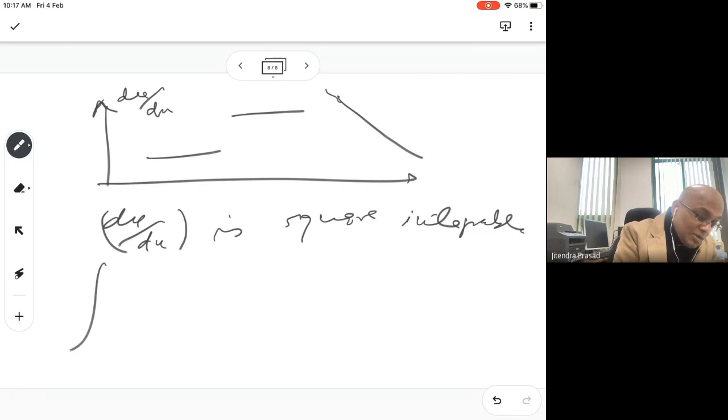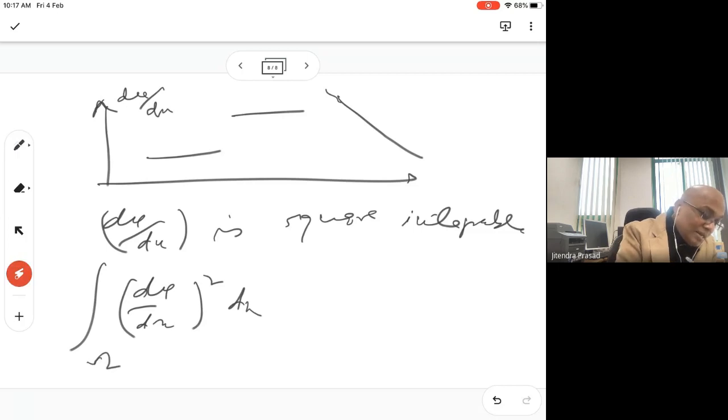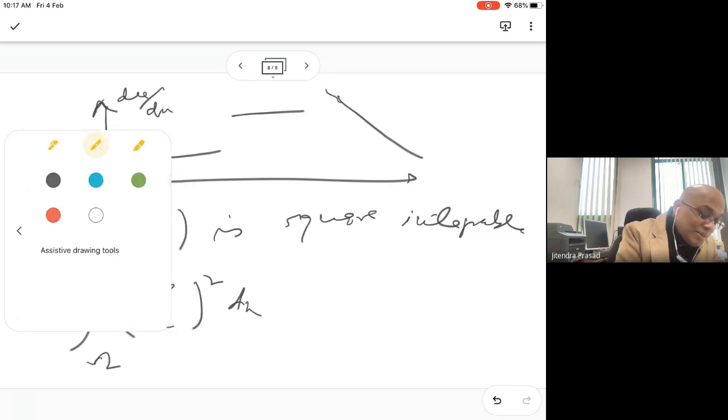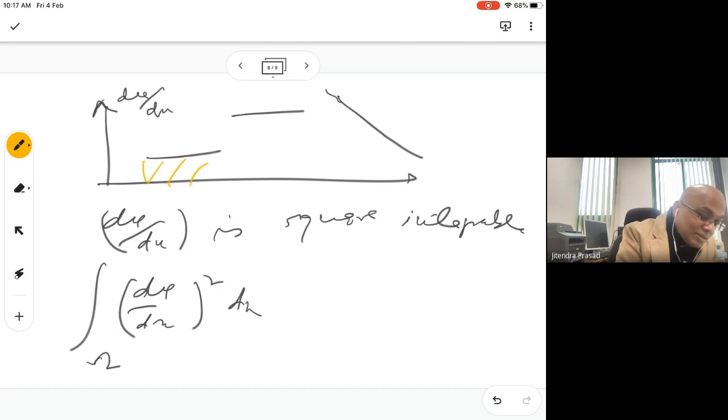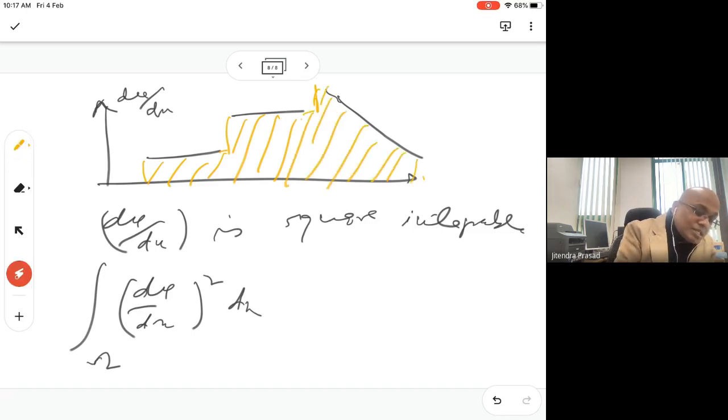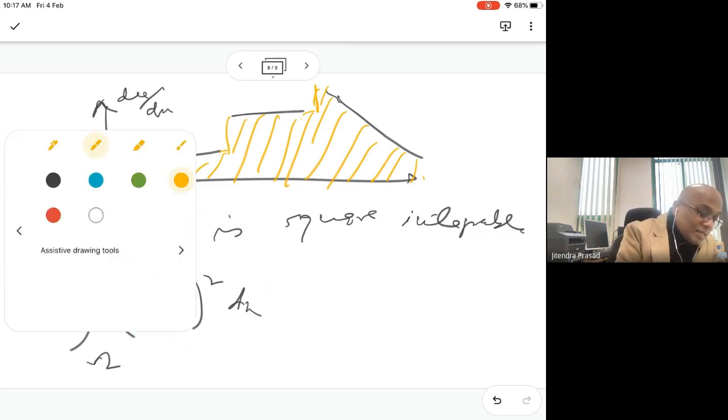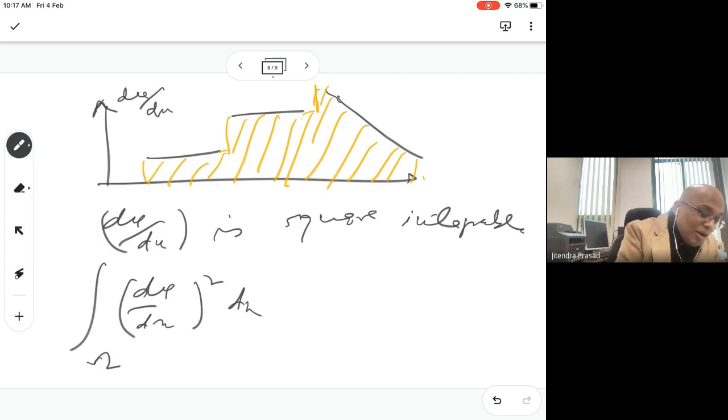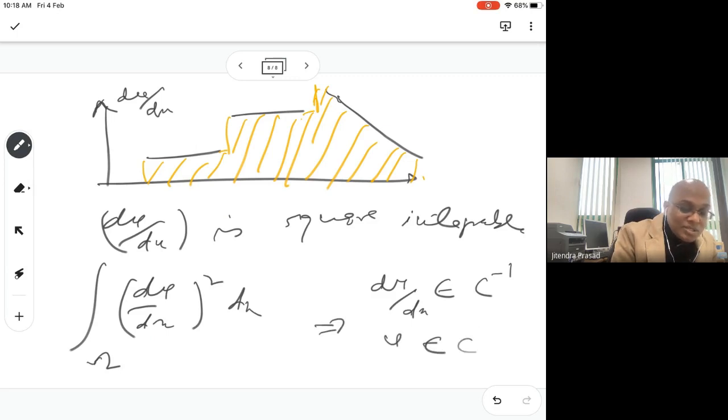That really means you can integrate (du/dx) squared dx over the domain, right? So it is just the area. Square integrable means you can find the area here. So this is what the area will be. This is the requirement you want to get. And that really means what? If that is the case, then du/dx belongs to C minus 1. That really means u belongs to C naught.